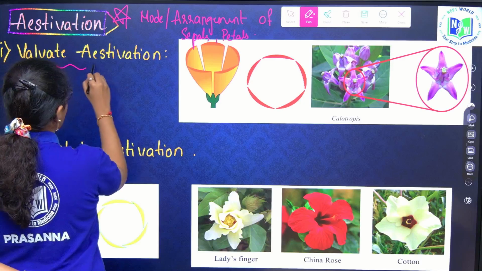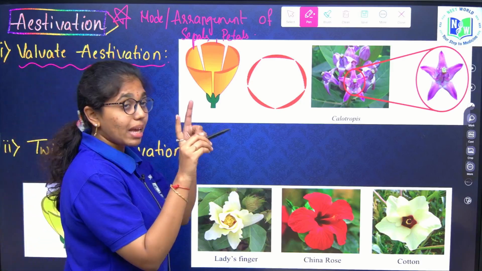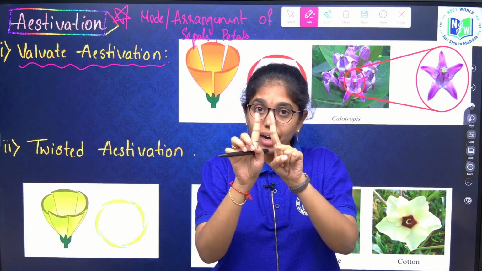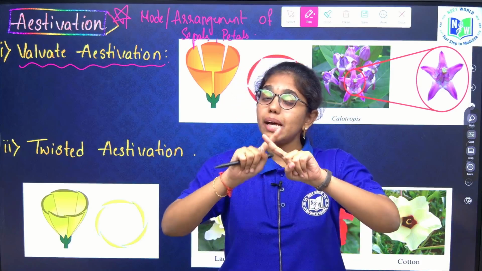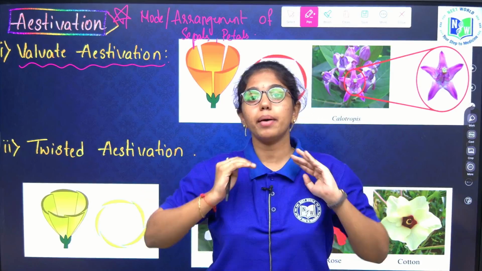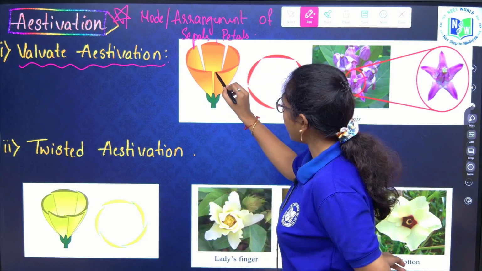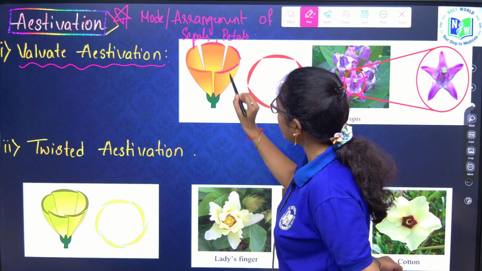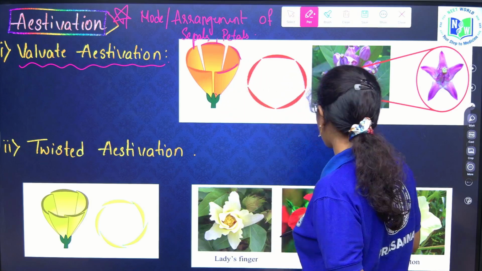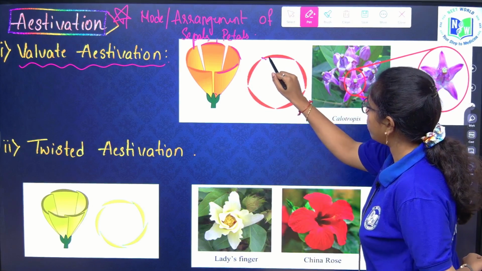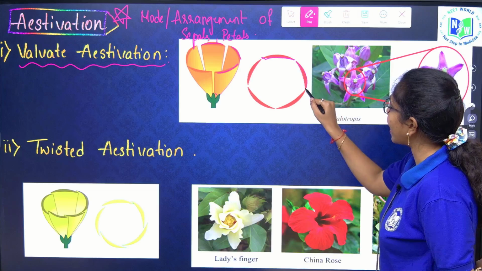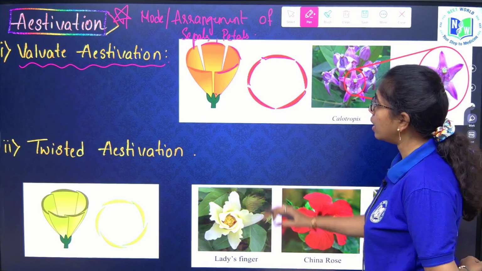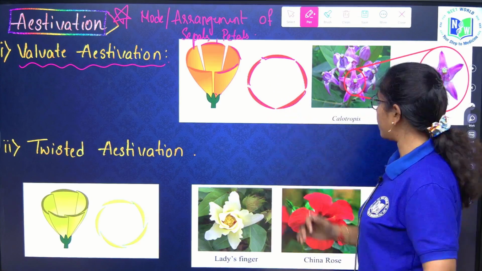Valvate aestivation means that the sepals or petals will just attach to each other. They are one beside the other, but no sepals and petals are overlapping above one another. If you look at this image, one petal is at the side of the other petal, one sepal is also at the side of the other sepal. Their sides are attached to each other, but nowhere are they overlapping.